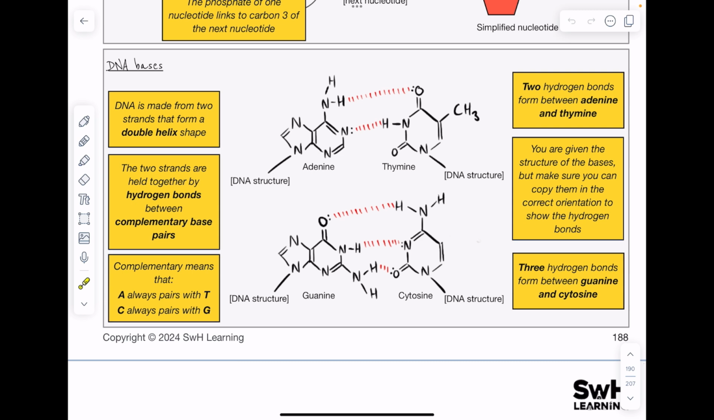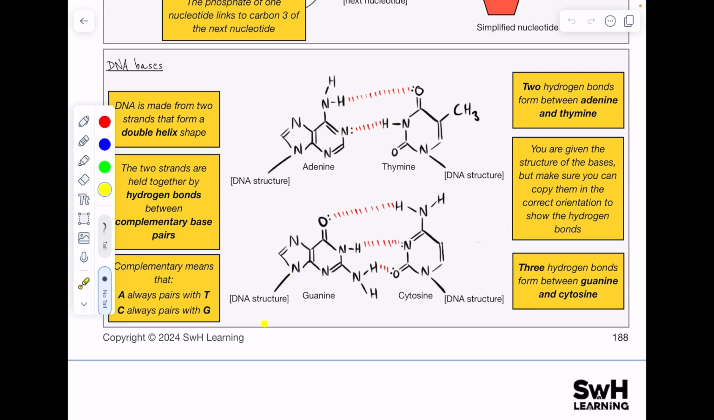What about the structure of these bases? As I've already said, we know that DNA is made up of 2 strands that form a double helix shape. I've said that there are hydrogen bonds between the complementary bases. And as we see here, adenine binds to thymine. I said that there are 2 hydrogen bonds, and we can see how that forms between the oxygen here and the hydrogen here, the nitrogen here and the hydrogen here.